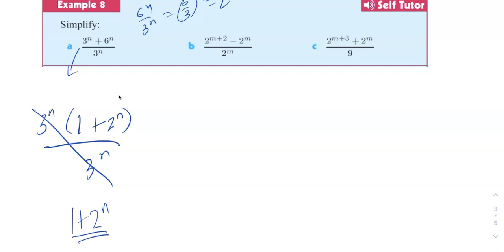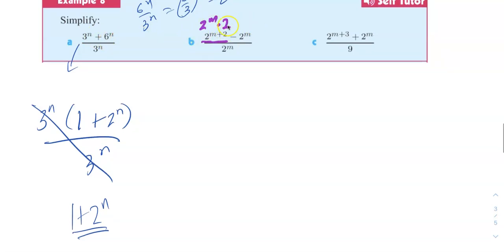So there's that one. Same idea here, but this one's a little different: 2 to the m plus 2. The trick with this is to rewrite it. This is saying 2 to the m times 2. It's not like before, where there's a plus sign between different powers and different bases. So if I rewrite it, I get 2 to the m times 2 minus 2 to the m, all over 2 to the m.